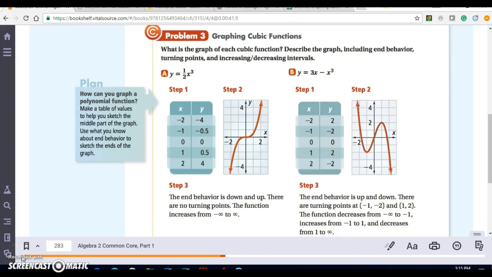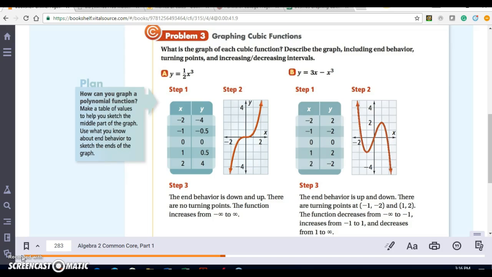Okay, let's take a look at problem 3, graph and cubic functions. It says, what is the graph of each cubic function? Describe the graph, including end behavior, turning points, and increasing and decreasing intervals. All right, so I have first y equals 1/2 x to the third power.